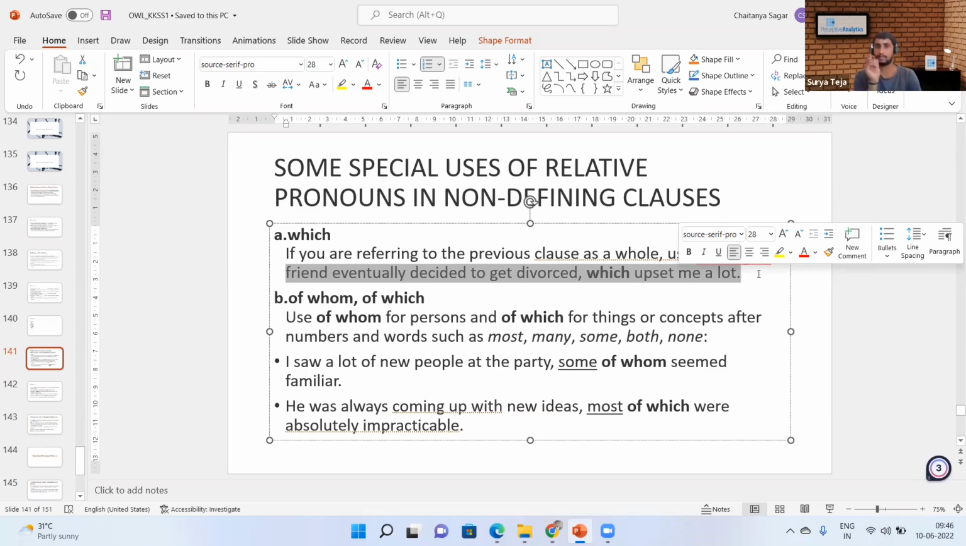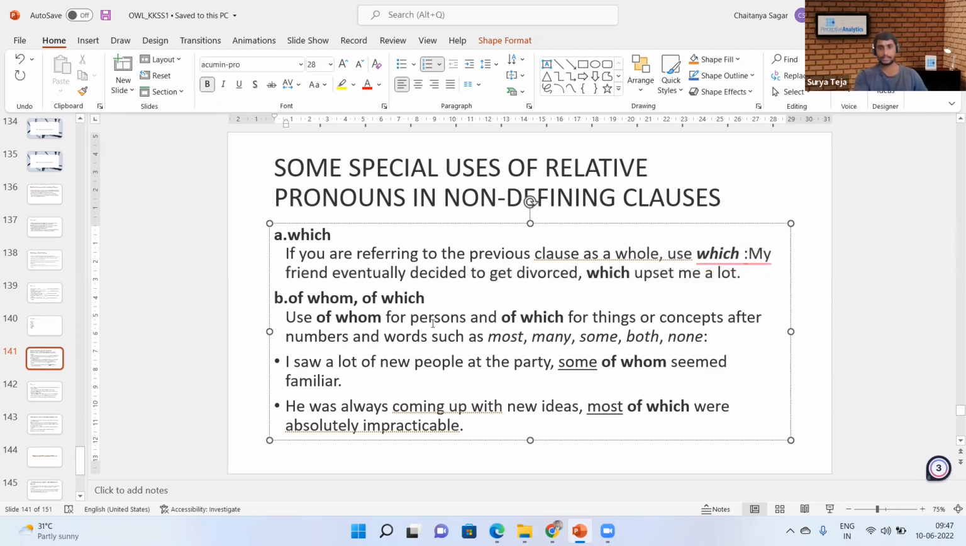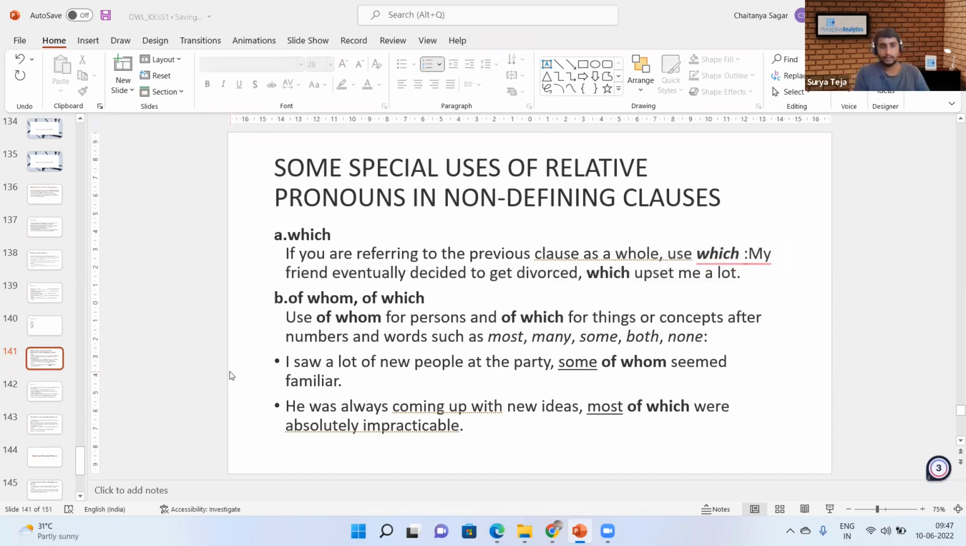So whenever we are referring to the whole clause itself, not just the subject or object, which is the appropriate usage there. Because the relative pronoun's usage here is to refer to the whole, entire clause, so which is the appropriate usage. So in those cases we have to use which, and we'll see of whom and of which.